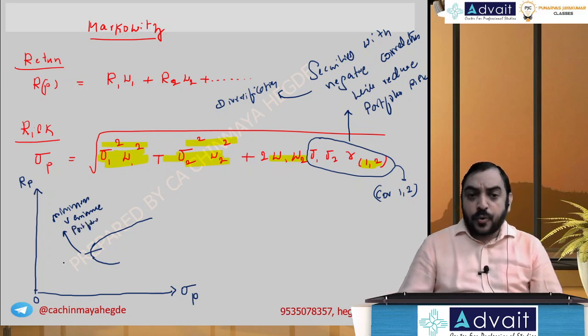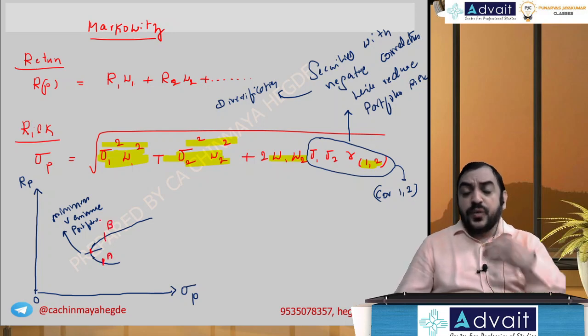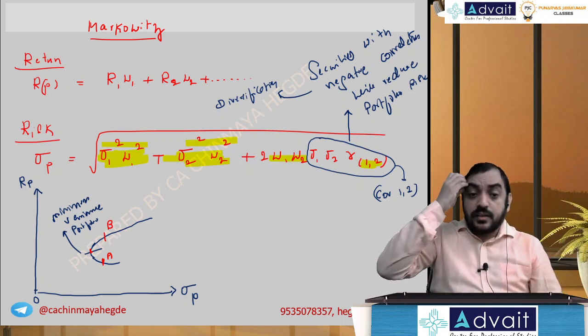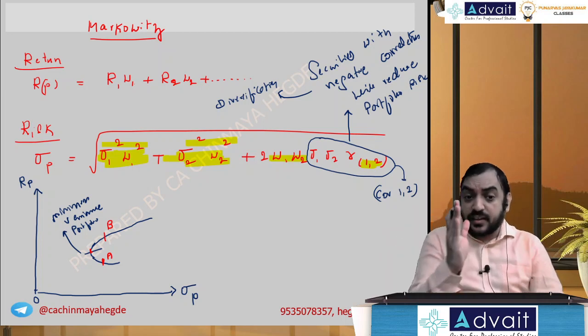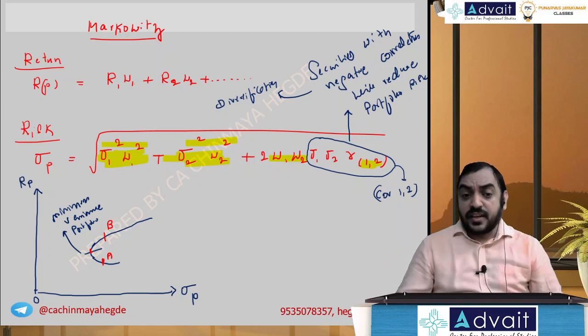And if I take a point, anything below that, so please observe, if I take a point anything below that, so let's say I take point A and a point B. Now, which is superior between A and B? B is superior. Why? Because B is having higher return for same risk, right? The line is same risk, but B is higher return.